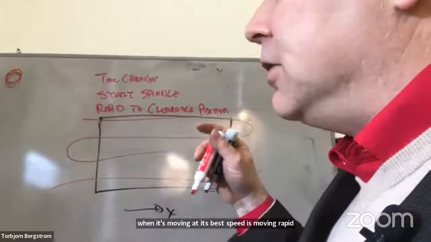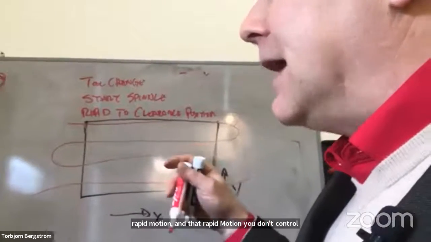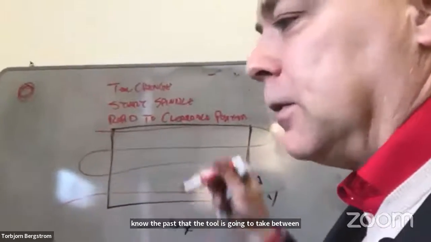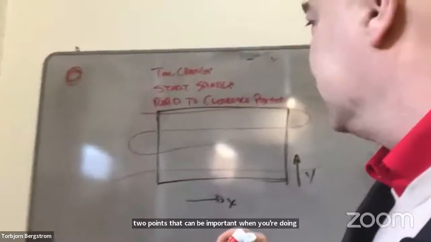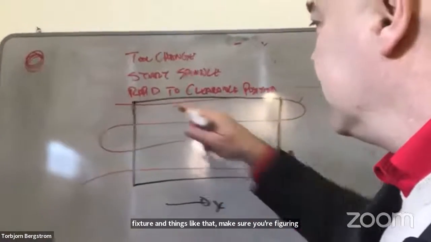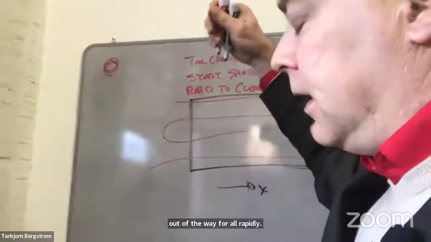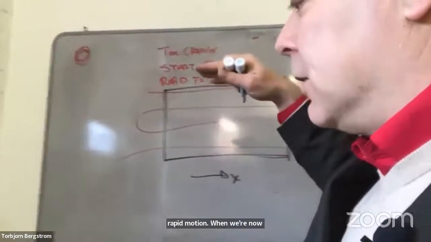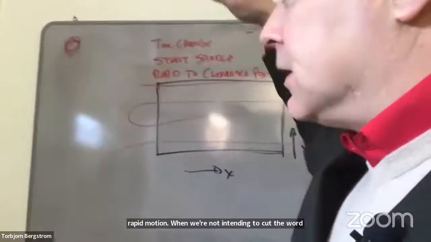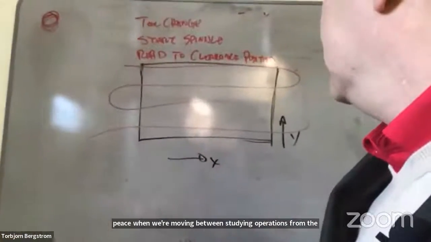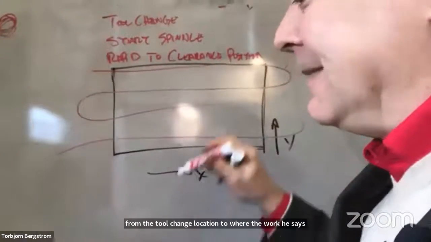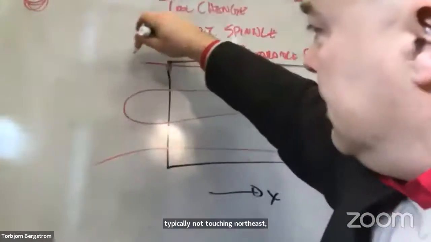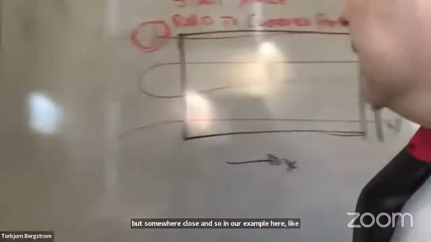And with rapid motion, you don't control the tool path, and you don't necessarily know the path the tool is going to take between the two points. That can be important when you're doing fixturing, to make sure your fixturing is out of the way for all rapid moves. But we typically use rapid motion when we're not intending to cut the workpiece, when we're moving between cutting operations from the tool change location to where the workpiece is, or to our clearance position. The clearance position is typically not touching the workpiece, but somewhere close. In our example here, my clearance position is right over here, just off the end of the workpiece.